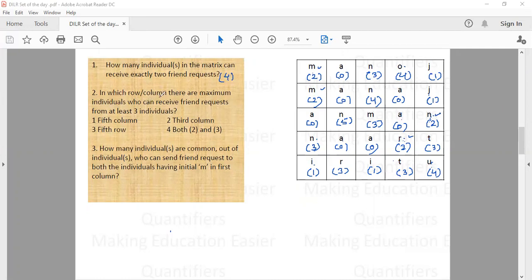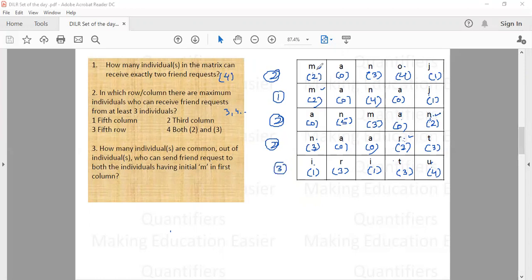The second says in which row or column there are the maximum individuals who can receive friend requests from at least three individuals. At least three means either 3, 4, 5 and so on. Maximum individuals, right? So in the first row, we can see that only two people can receive 3 or 4 requests. Here is only one person row wise. Here are only two people row wise. Here we get only two people row wise. Here we get three people row wise, right?